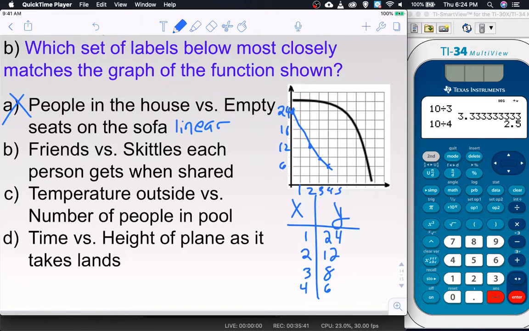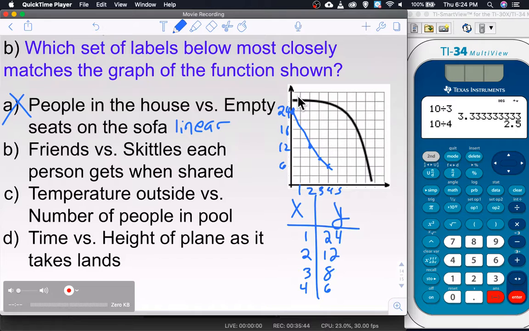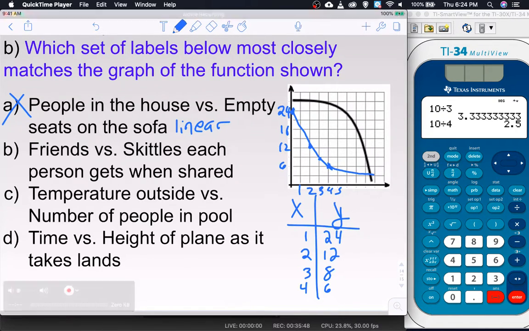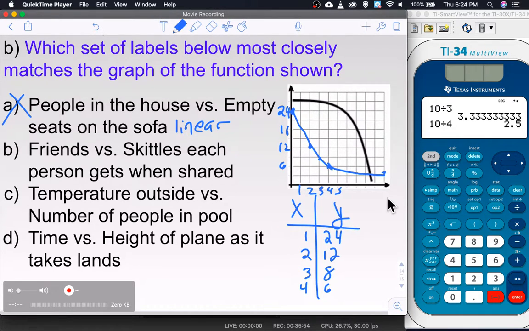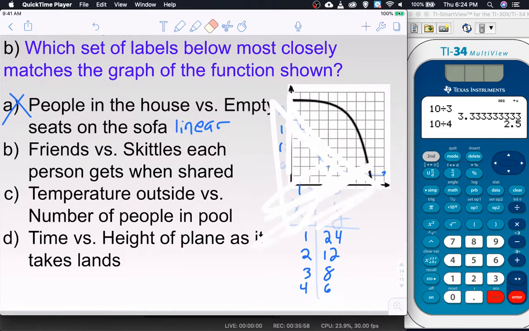It's decreasing, but the curviness is the wrong way. Like this curve would go like this eventually. I mean, you can see it's kind of slowing over time, where this one's decreasing faster and faster and faster over time. So I don't think that's the right one either. It's decreasing, but its curviness is the wrong way.